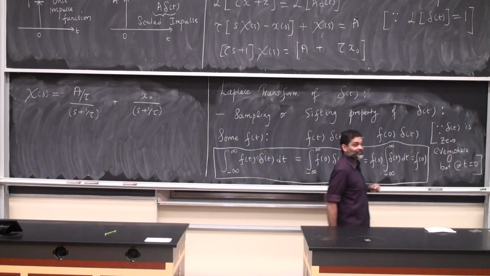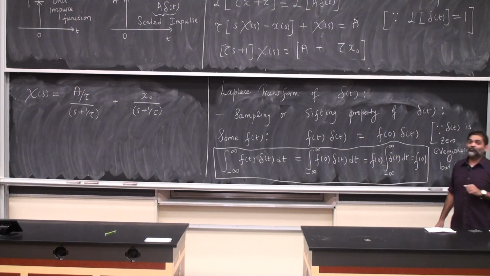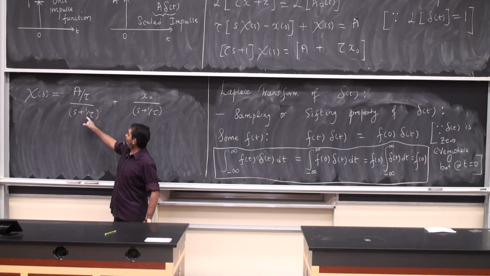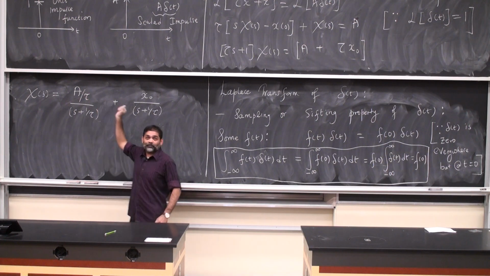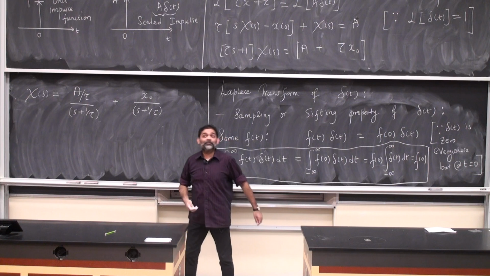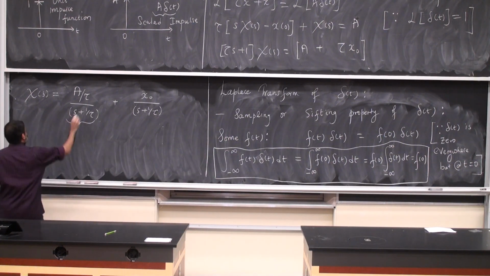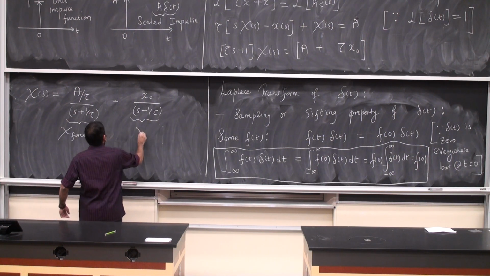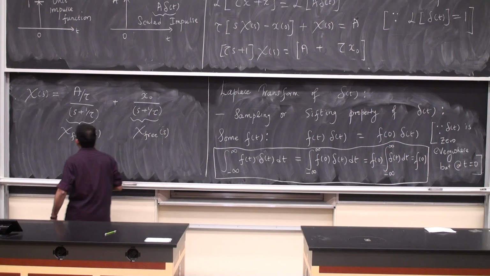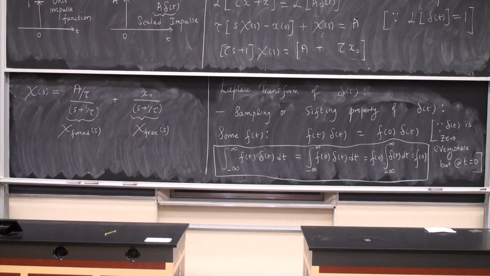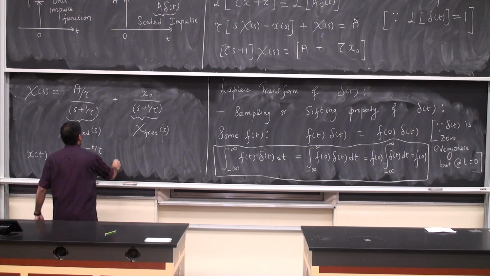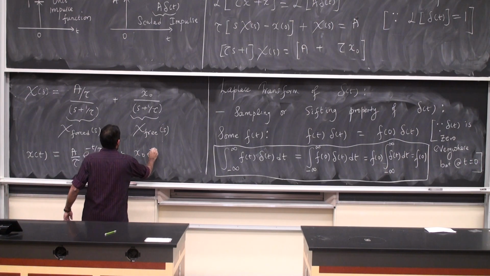Do I need to do partial fractions here? I don't need to do partial fractions at all because I know that the top is a constant, which means that the inverse Laplace of this is e to the power minus t by tau, multiplied by whatever that is. Inverse Laplace of this is x naught times e to the power minus t by tau, the free response. This is the impulse response or x forced. This is x free. And so if I take the inverse Laplace, x of t is a by tau e to the power minus t by tau plus x naught e to the power minus t by tau.